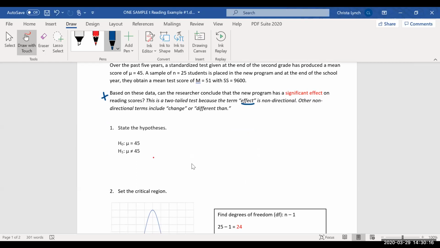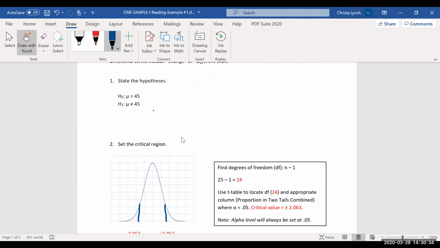Our null hypothesis is that the population mean is equal to 45, and our alternative hypothesis is that our population mean is not equal to 45. All right, we use the equal sign because we are doing a two-tailed test.